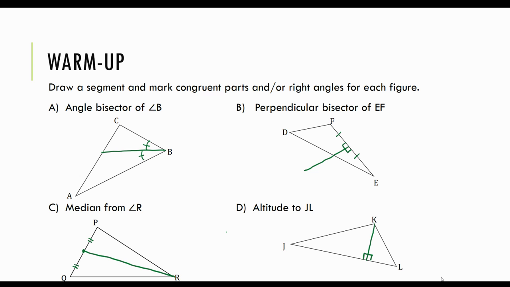A median from R means that it starts at angle R and goes to the midpoint on the opposite side. If it's going to a midpoint, it's dividing the segment into two congruent segments. An altitude means that we are forming right angles. If it's an altitude on the segment JL, well, it has to start from a vertex. That means the angle opposite that segment was angle K, so that's why it started at K, dropped it down so it could form a nice T-looking shape with that segment of JL, and I marked my right angles.